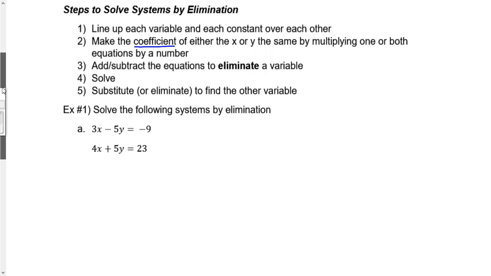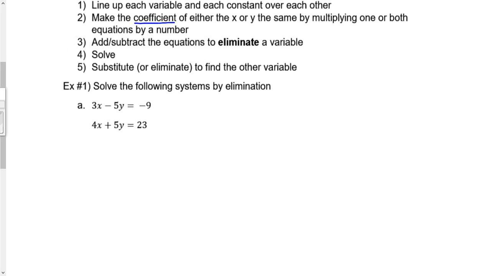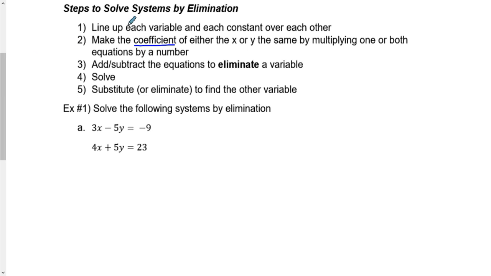So I will show this first example by two methods, because it is math. There is more than one way of doing a math problem. So first things first, line up each variable and constant over each other. Well, let's see, the x's are right over each other, the y's are right over each other. The equal sign, which is actually one of the key aspects, is also directly over each other. And then our numbers without the variables, which is the constant term, those are lined up right over each other.